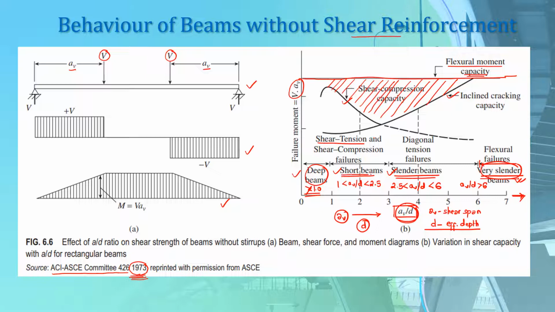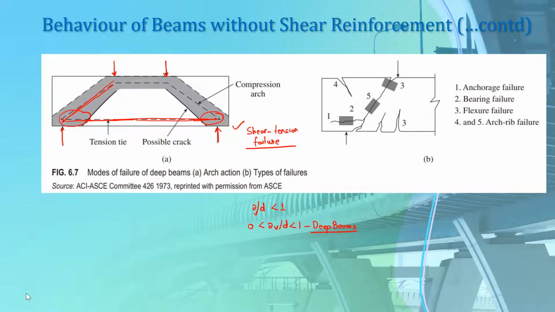So what happens for short beams? We saw that for deep beams, there occurs shear tension failure or anchorage failure. In case of beams with short shear spans, that is the value of a/d between 1 and 2.5, these beams also develop inclined cracks, as in the case of deep beams. But after the development of those inclined cracks, because of the redistribution of internal forces, they are able to carry additional load.